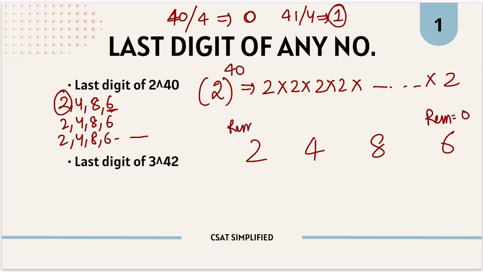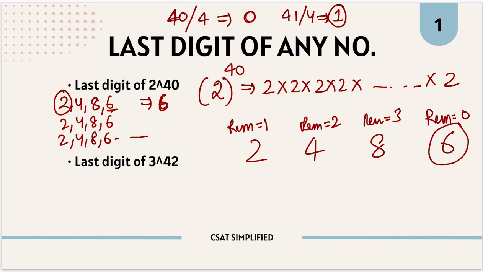Remainder 1 is this. Remainder 2 is this. And remainder 3 is this. Now you know which number to pick on the basis of your remainder. So 40 divided by 4, you are left with 0 remainder. Your answer is 6. So the last digit of 2 raised to power 40 is 6.